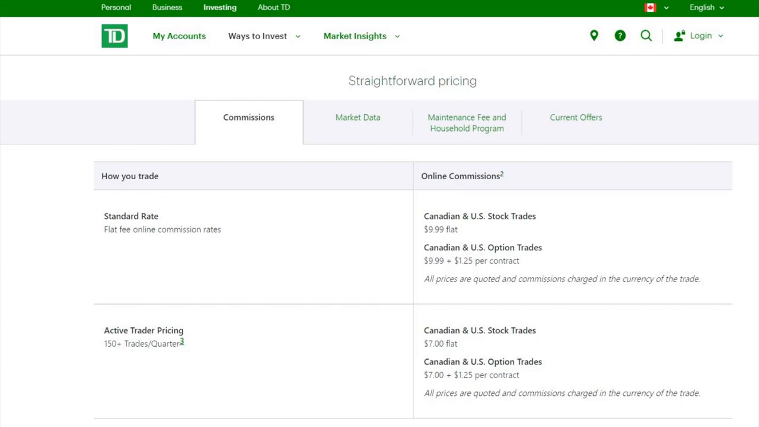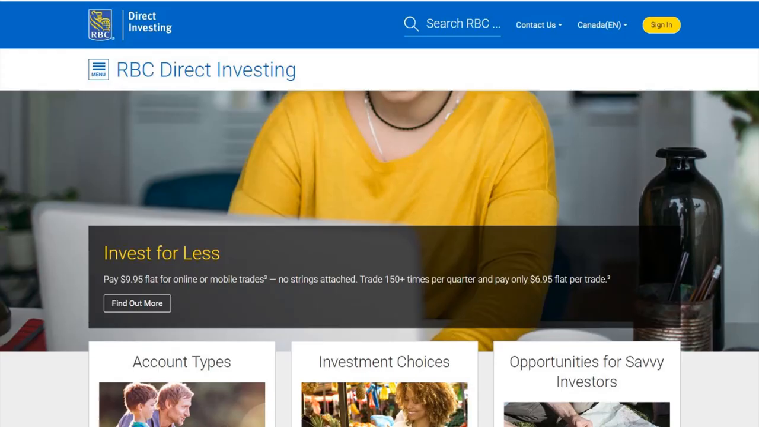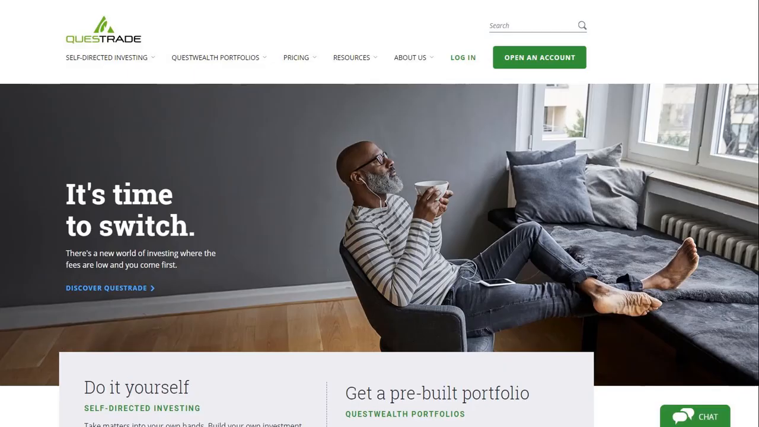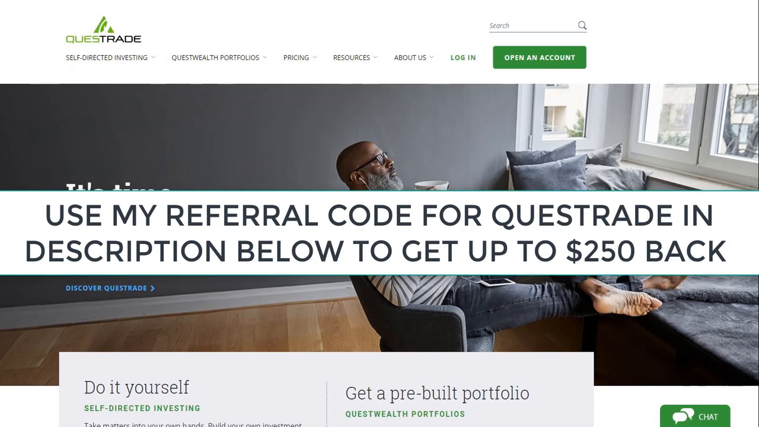So just to summarize, if you're a passive trader, then any online broker will do. If you're an active trader, then either go with Questrade or Interactive Brokers, as they are the cheapest for active traders in terms of stocks and option buying.